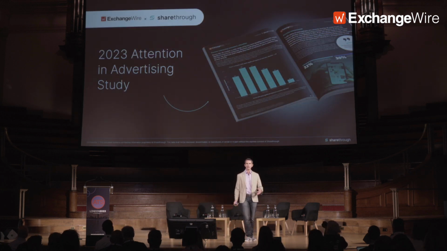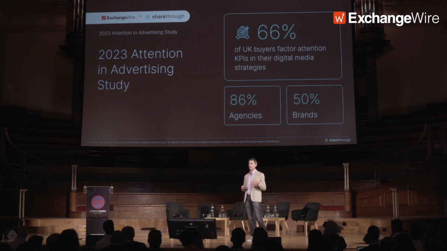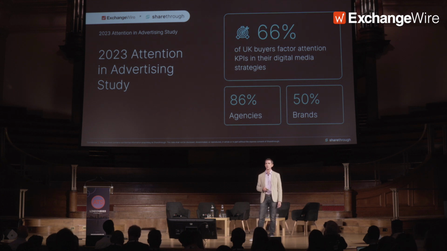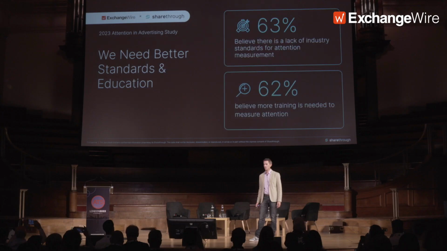To help understand where we are right now, we recently released a study with ExchangeWire on attention, focused here in the UK. And we learned people are paying attention to this. People are aware of it. Over two-thirds of buyers in the UK are factoring attention KPIs into their campaigns. And they're using primarily viewability, but also, encouragingly, other signals like time in view and eye tracking that are even more accurate than viewability for measuring attention. But there's agreement that we need better standards.